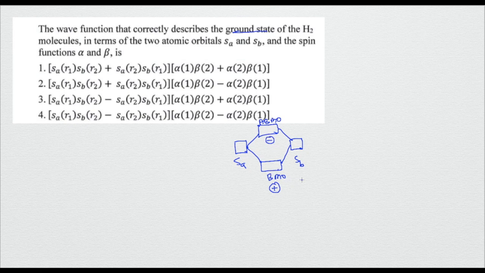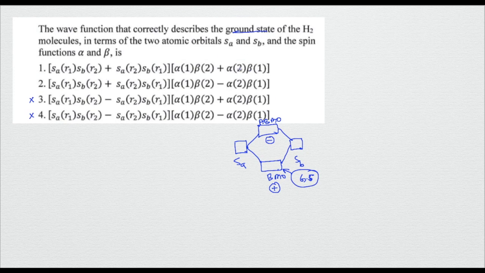Since they are talking about the ground state, we have to talk about the bonding molecular orbital, and that means the sign between the atomic orbitals has to be positive. I am not going into the complete derivation of it, because that will take much time, and by this method only you can fetch out the correct answer. So you can easily neglect options 3 and 4, okay? So either the first is correct or the second is correct.